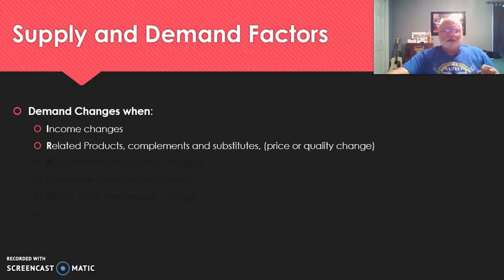A substitute is something that you can buy in place of another. My example I always use is Dr Pepper and Mr. Pibb. If Dr Pepper gets too expensive, Dr Pepper fanatics will buy Mr. Pibb.